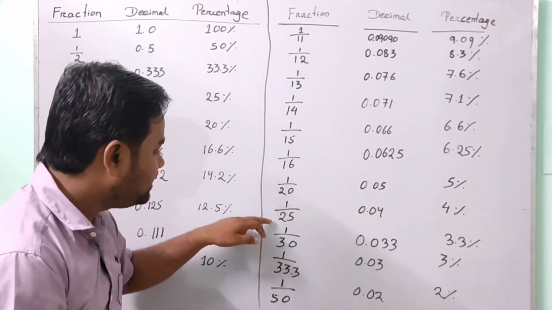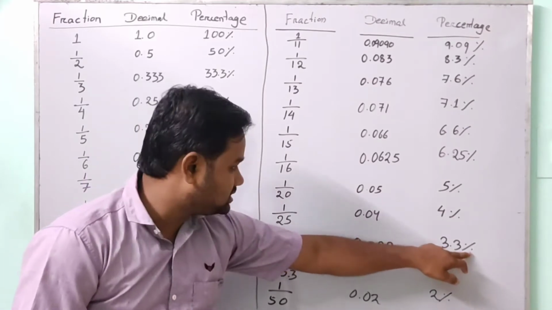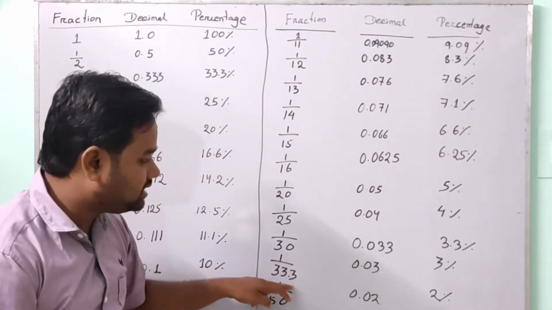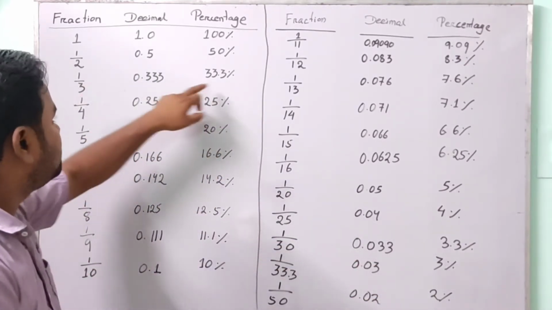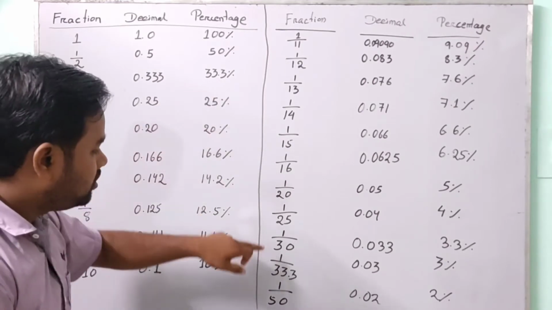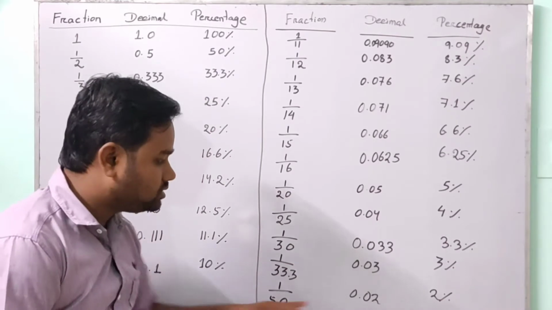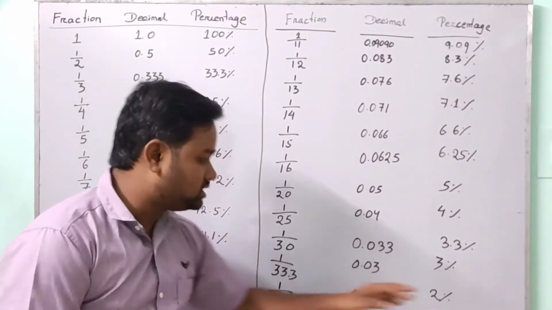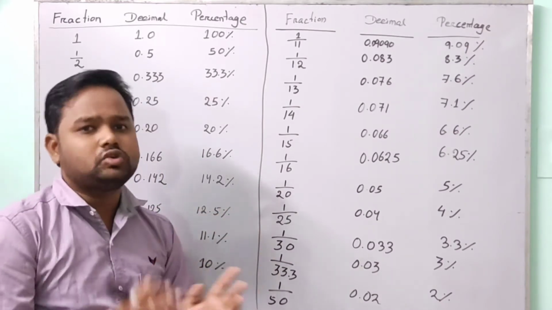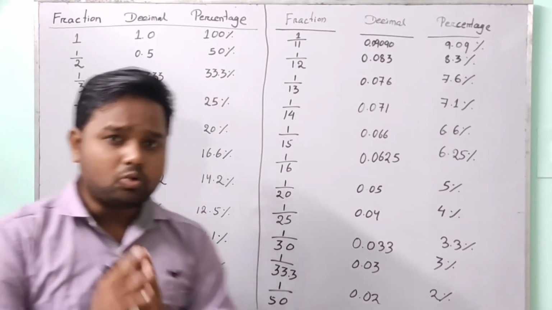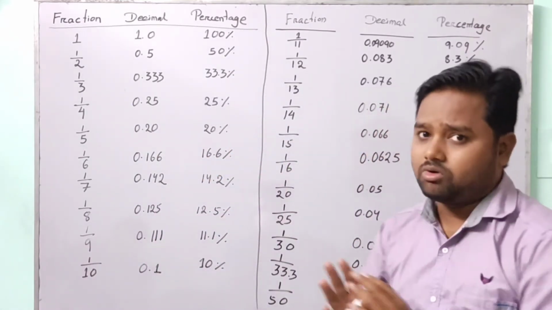The next one is 1 by 30. 1 by 30 is equal to 0.033, which is 3.3%. Next one is 1 by 33.3, which is equal to 0.03, which is 3%. Here we have seen 1 by 3 is equal to 33.3, so 1 by 33.3 is equal to 3%. Next one is 1 by 50, which is equal to 0.02, which is 2%. From this table we can conclude that most things are inverse to each other. So before going to aptitude, we have to know all these things thoroughly in our mind.